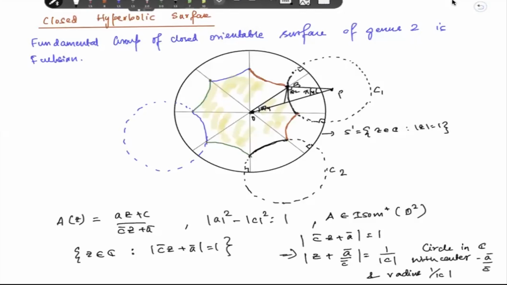And also note that this angle will be half of pi by 4, so this is pi by 8. Now also note that we have taken this regular octagon such that the internal angles are pi by 4. So all these angles are pi by 4. Therefore, if I take this angle, it will be half of pi by 4, so this is pi by 8. So this angle will be 3 pi by 4. Therefore, this angle will be pi by 4. And let us call this point Q.